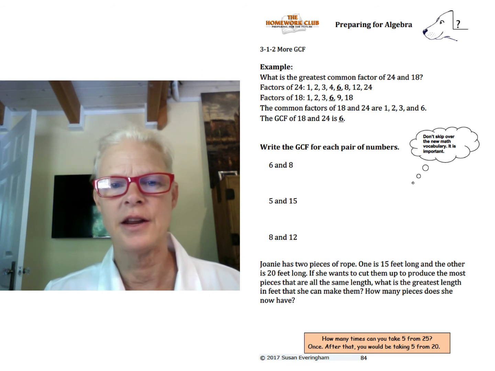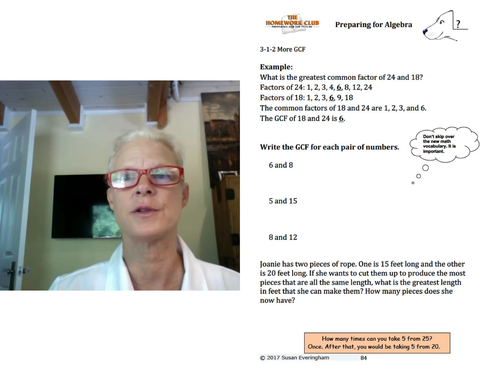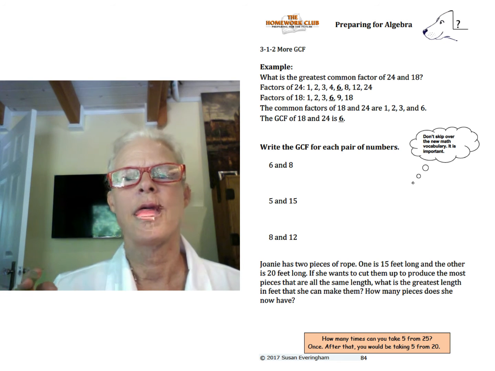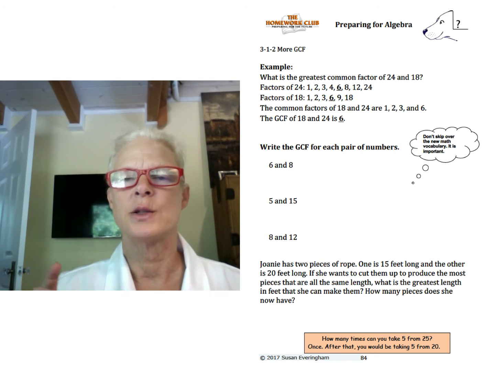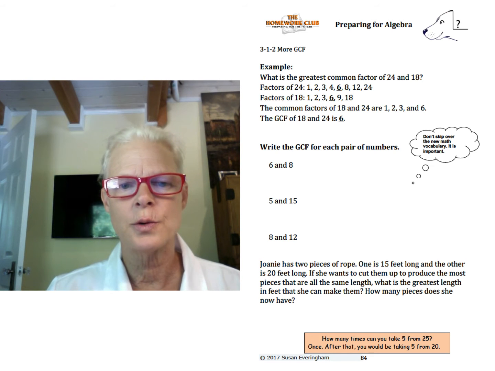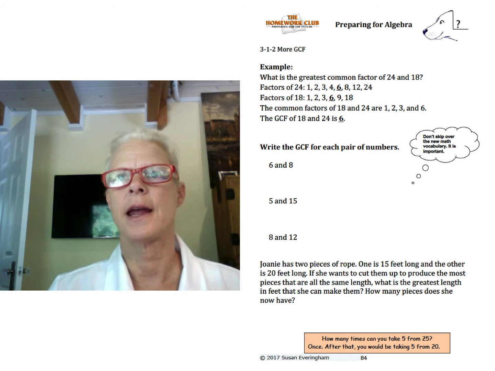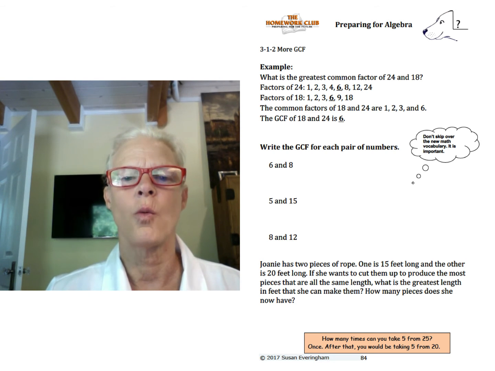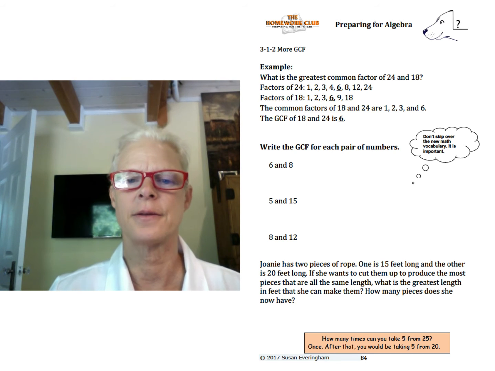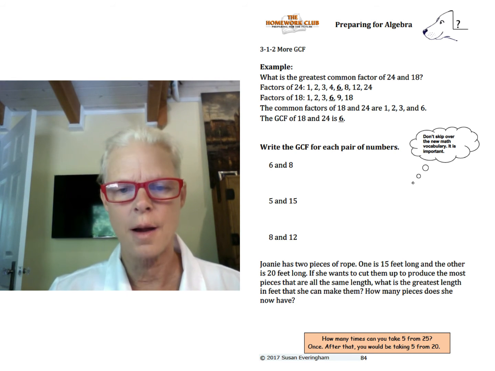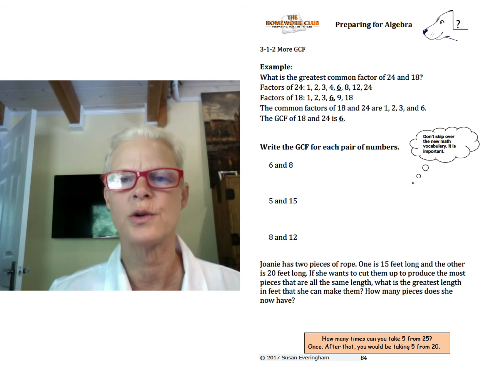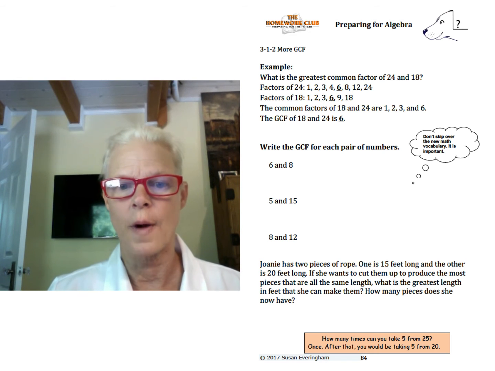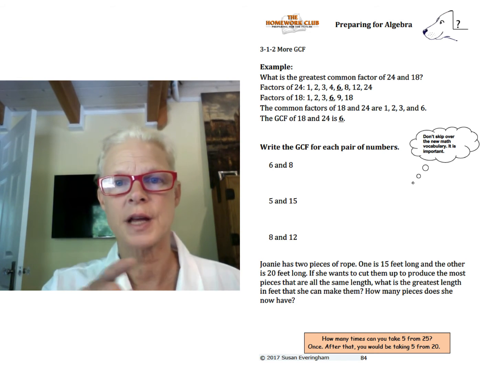All right, so page 84, we're going on to more GCF, and there's a word problem in our near future here. So the greatest common factor of 24 and 18. 24 is 1 times 24, 2 times 12, 3 times 8, and 4 times 6. The factors of 18 are 1 times 18, 2 times 9, and 3 times 6. Now, the common factors these two numbers share are 1, 2, 3, and 6, although the greatest common factor is 6.